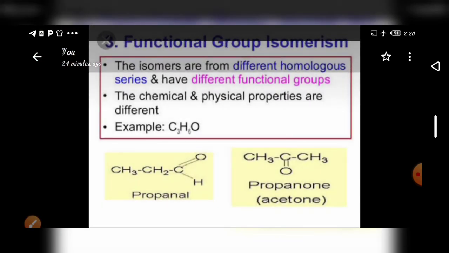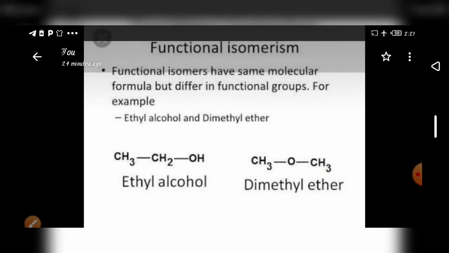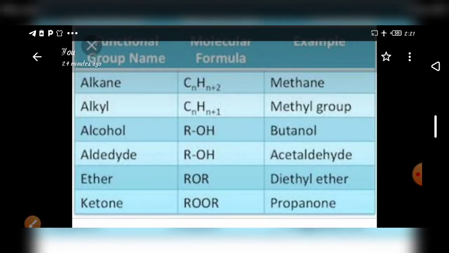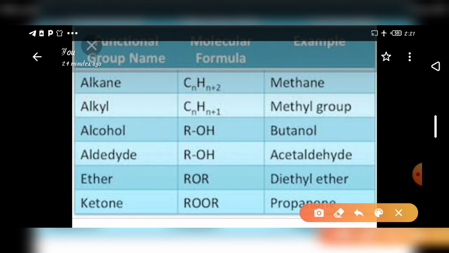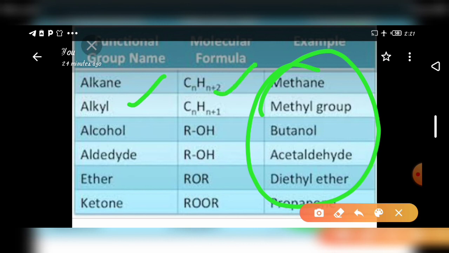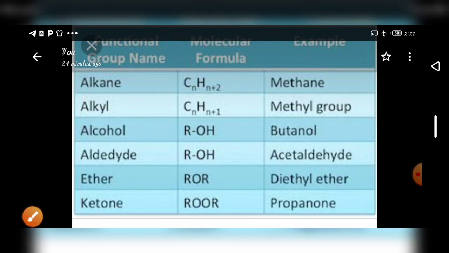Okay, functional group and isomerism: the same way I gave before. Here also C3H6O, you can draw these two structures and identify them. Can you draw or not? Okay, next functional group name, molecular formula and example I gave here. You have to know this one. Some of the examples you don't need to read now; later we will read these two. Okay, that's all. Tomorrow we will see.